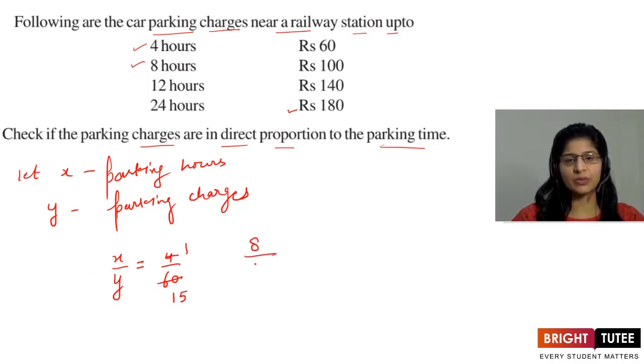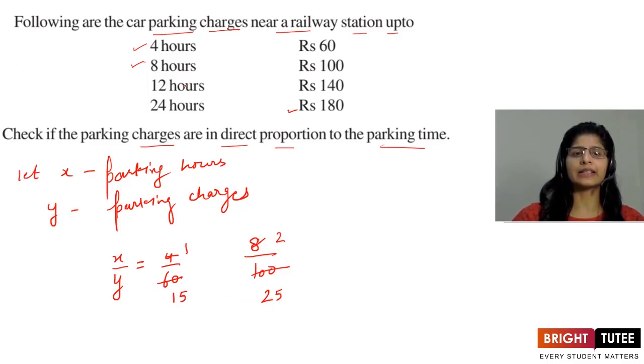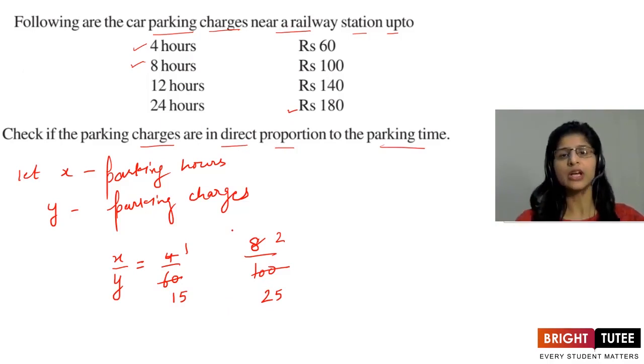The second is 8 upon 100. So 4 2s are 8, and 4 5s are 20. So it is 2 upon 25. So are they in direct proportion? No. Yes, we know that when the number of hours is increasing, the price is increasing, but it is not increasing in the same ratio. It is not increasing in the same proportion. So they are not directly proportional.